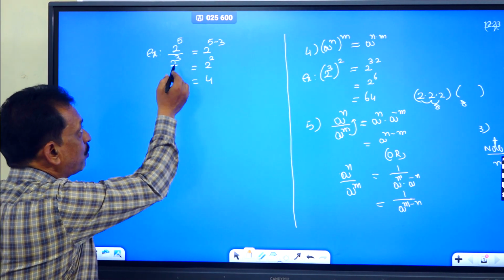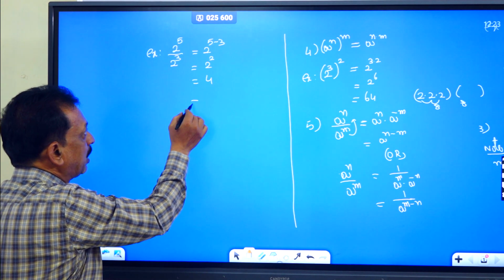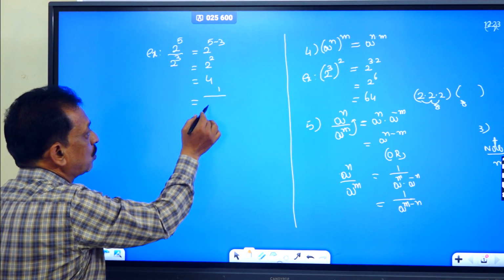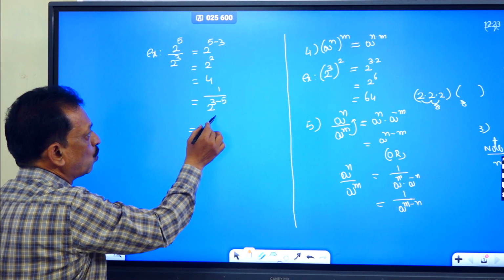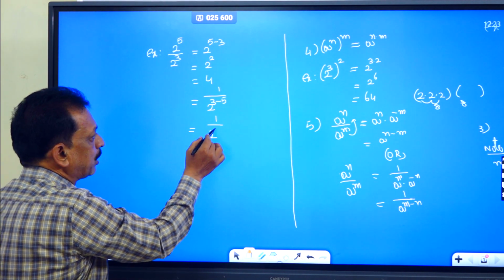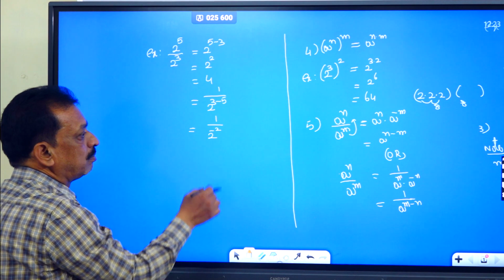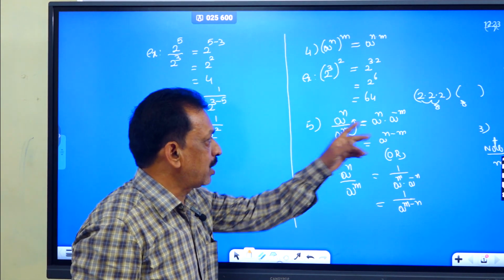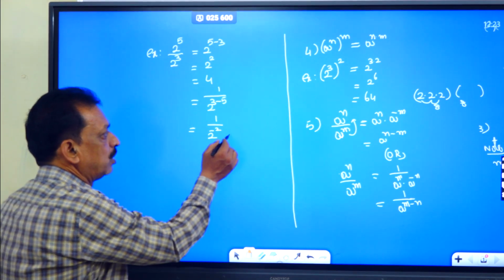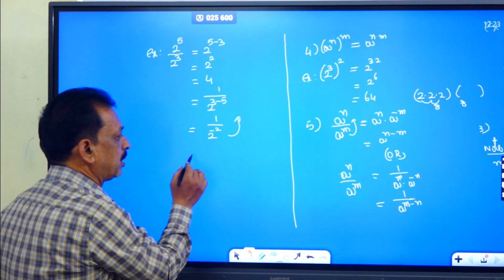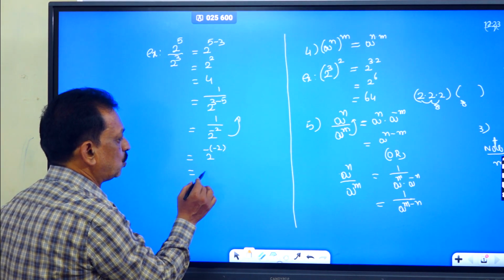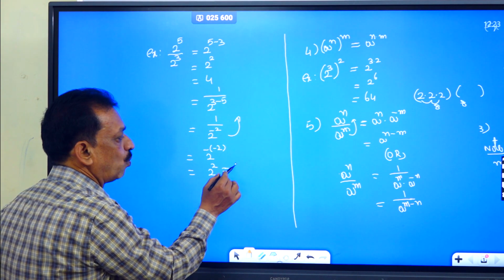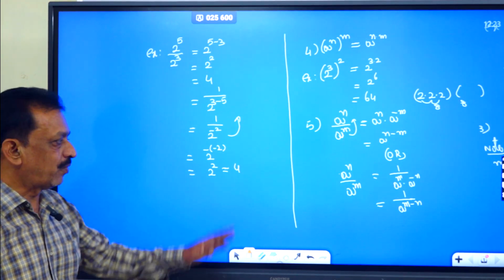Now, the same one, I want to bring it down. My requirement is like this. So 1 by 2 to the power of 3 minus 5, that is equal to 1 by 2 to the power of minus 2. But you got 2 square earlier. Taking the denominator to the numerator, the power becomes minus, 2 to the power of minus 2 gives you 2 square, that is equal to 4. The value won't change.